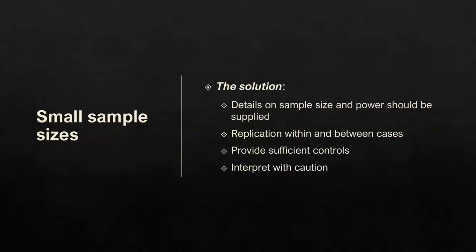The solution for small sample sizes, obviously, is that all the details about the sample size and power calculations should be shown in the publications or reports. If a researcher has a very small finite population, as is often the case in medicine, where it's a very rare disease or condition that you're studying, you need to provide replications within and between cases and also include sufficient controls. And then, of course, all results from small studies should be interpreted with a lot of caution.